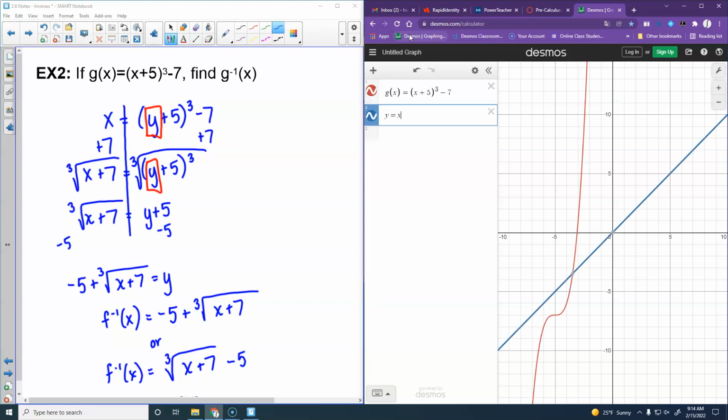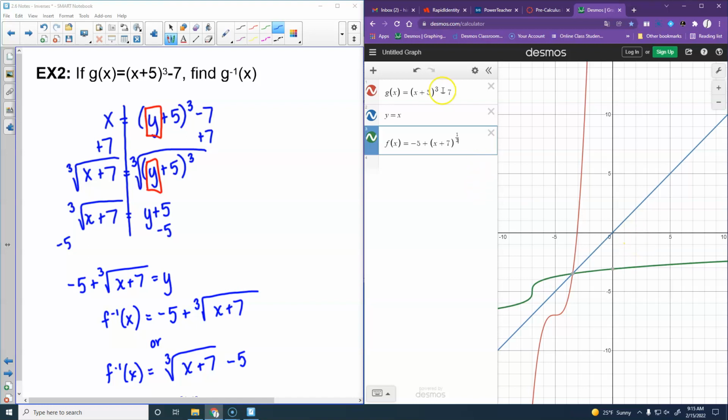g of x equals (x plus 5) to the third minus 7. And then I'm going to do y equals x for that line, and I could graph, I'm just going to call this f of x. It doesn't like it if you try to do that inverse notation. Negative 5 plus (x plus 7) to the 1/3. Are you guys okay with me typing it in like that? The cube root can become to the 1/3 power. Or you can go in the menu and get the root. But you can see these look like they're reflected, so that tells you yes, it's probably right.